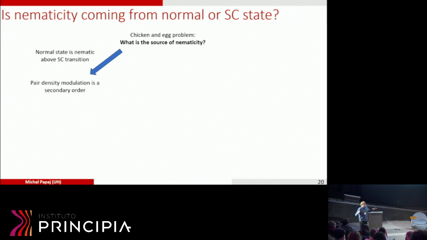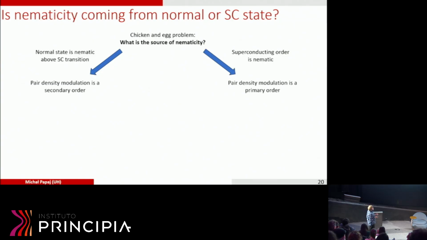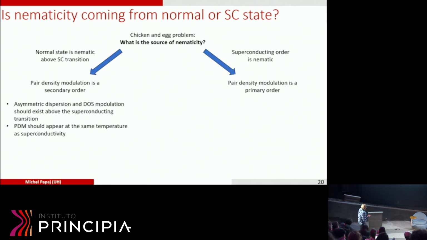So this would mean that we would already have some modulation in the normal state, and this superconducting modulation would be a secondary order. However, if the superconducting order is nematic on its own, then this pair density modulation, a combination of the nematicity, or the anisotropy of the order parameter, and the sublattice texture, would mean that this pair density modulation is a primary thing. So as I said, there should be some modulation if the nematic state existed above the Tc, and I believe this modulation would appear at the same time as the superconductivity appears.